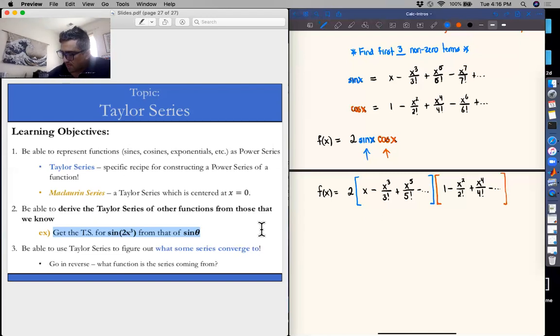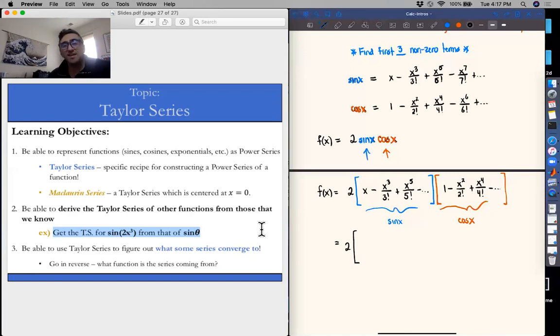So this thing on the left is sine of x again. This thing on the right is cosine of x. And we're just going to multiply all of their terms out. And the resulting product, once we simplify it, will actually be the Taylor series for 2 times sine times cosine. All right, so let's go about and start doing this.